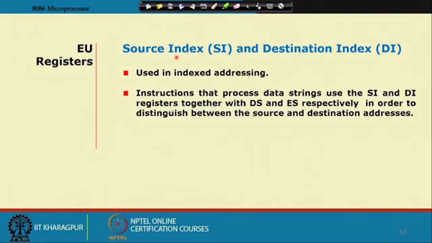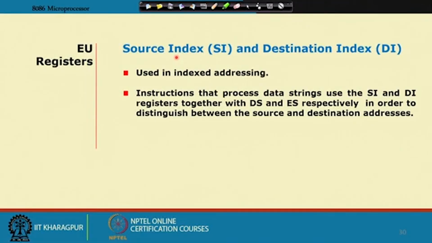There are two more special purpose registers in the execution unit. One is called the source index register, SI, and another is the destination index register, DI. They are used for indexed addressing, which is one of the very popular addressing modes, where these registers can be used as index. You have the DS register pointing to the beginning of the segment, and DS colon SI will be pointing to the particular entry within that segment. So, SI and DI are used for this indexing purpose.